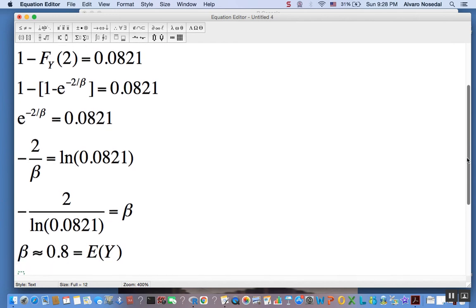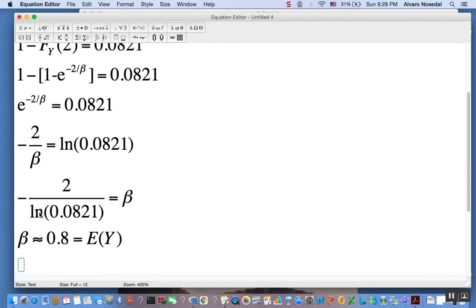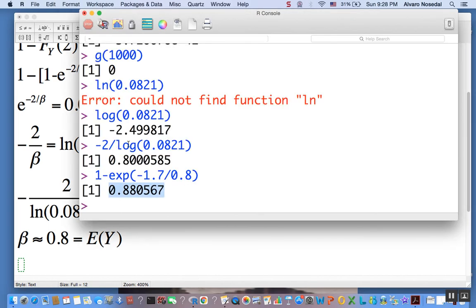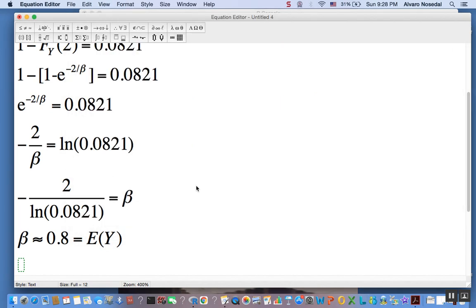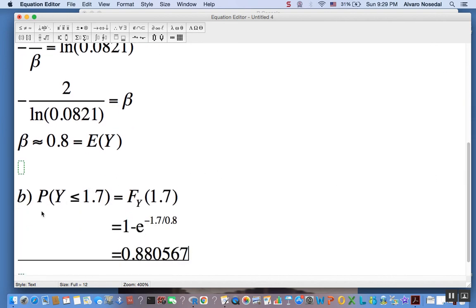Something else that we learned along the way, in case you didn't know that, is that in statistics, when you see log, usually what we mean is natural log, not log base 10. So just keep that in mind when you see statistics textbooks. And then solving the second part was a direct application of the formula we already had for the CDF of a random variable with an exponential distribution.